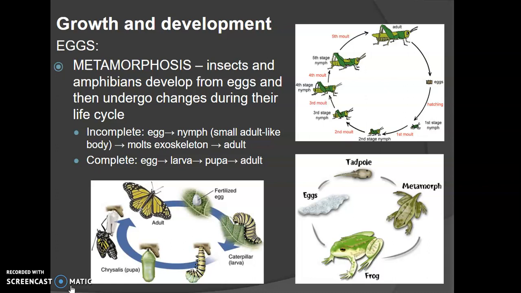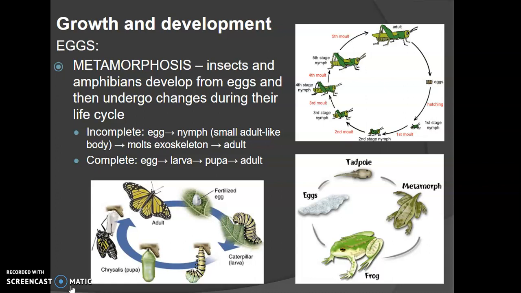So first look at the picture of the grasshopper, and you can see the egg, and then it hatches into a little nymph, which is a small adult-like body. Then it molts, it sheds its exoskeleton, gets a little bit bigger, molts again, gets even bigger, molts again, gets even bigger, until finally we have an adult. But it's called incomplete because all of the nymphs look very similar to the adult.